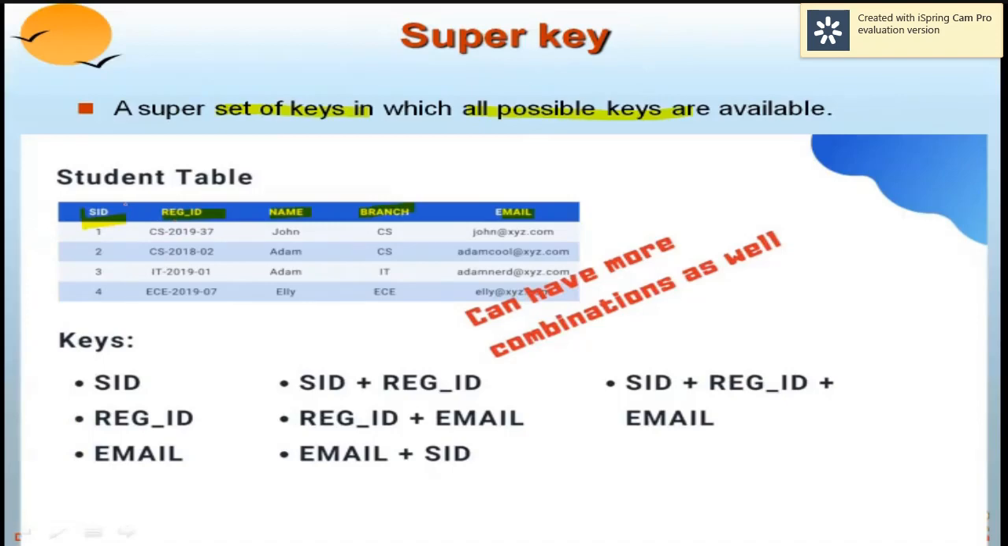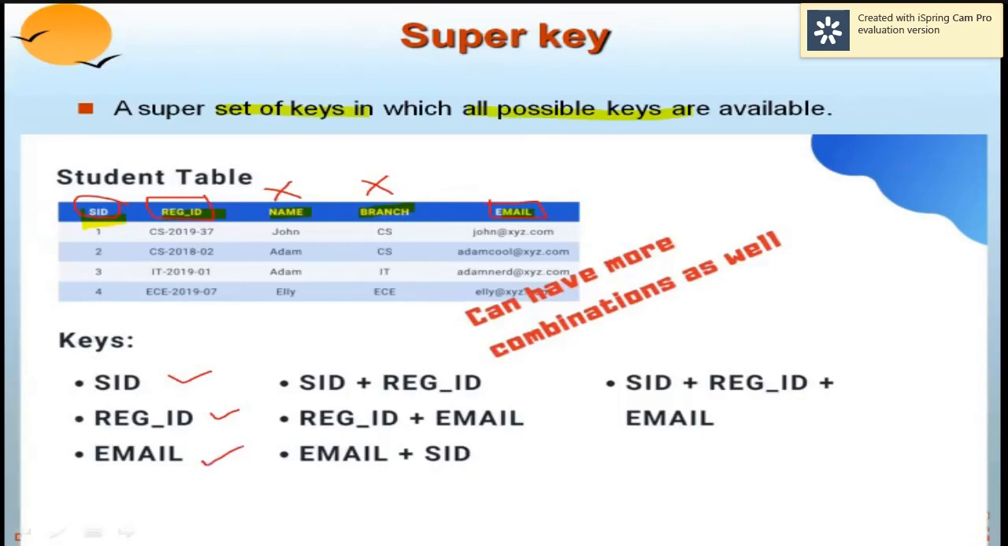What about SID? SID can be considered as a key because it's a unique value. What about registration ID? Yes, this also is a unique value. What about name? No, it's not a unique one. Branch, it's not unique. The branches do repeat from person to person. And then coming to email, yes, email is also considered unique. Now I have three keys here.